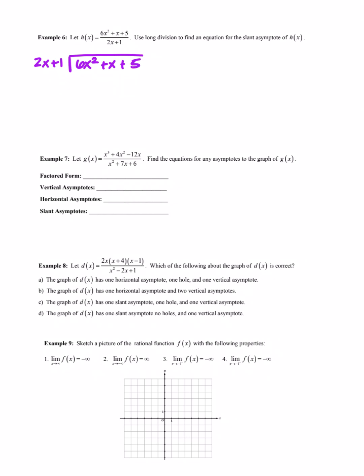Okay, first term, 6x squared divided by 2x is 3x. Distribute that back out. We're going to get 6x squared plus 3x. Subtract it. The 6x squareds cancel. 1x minus 3x is negative 2x. Bring down that plus 5. Start your division over again. Negative 2x divided by 2x is a negative 1. Distribute it back out. Negative 2x minus 1. And so our remainder, 5 minus a negative 1, that's really 5 plus 1, or 6. So we could write it like this.